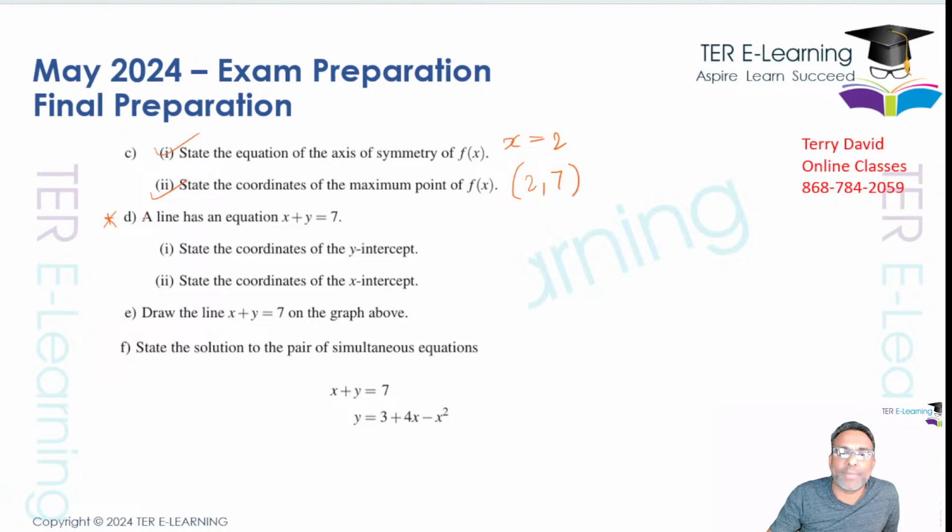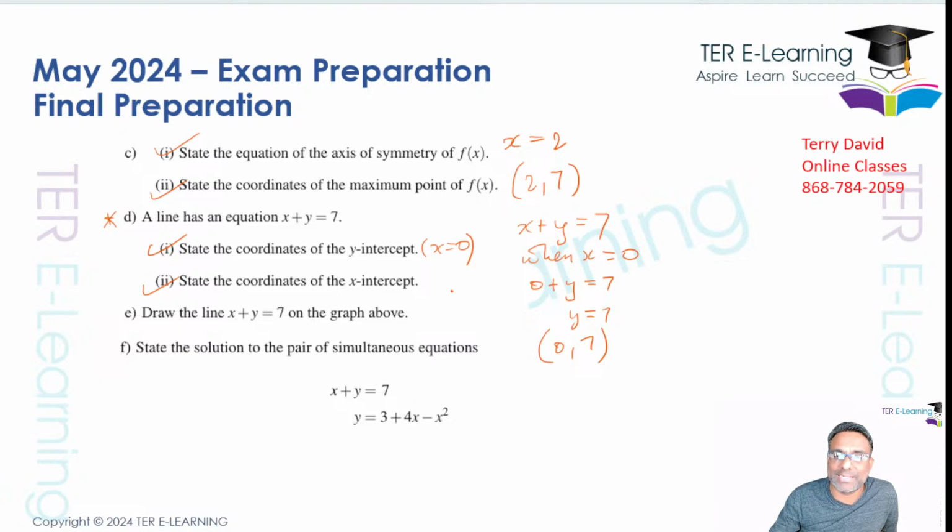Next part here, a line x plus y is equal to 7. State the coordinates of the x-intercept. So we just did a question similar to this. So x plus y is equal to 7. So to get the x-intercept, sorry, the y-intercept, x has to be equal to 0. So you're going to put 0 into this. So you're going to say when x is equal to 0, 0 plus y is equal to 7. So therefore y is equal to 7. So the y-intercept is going to be 0, 7. That's the answer for this part here.